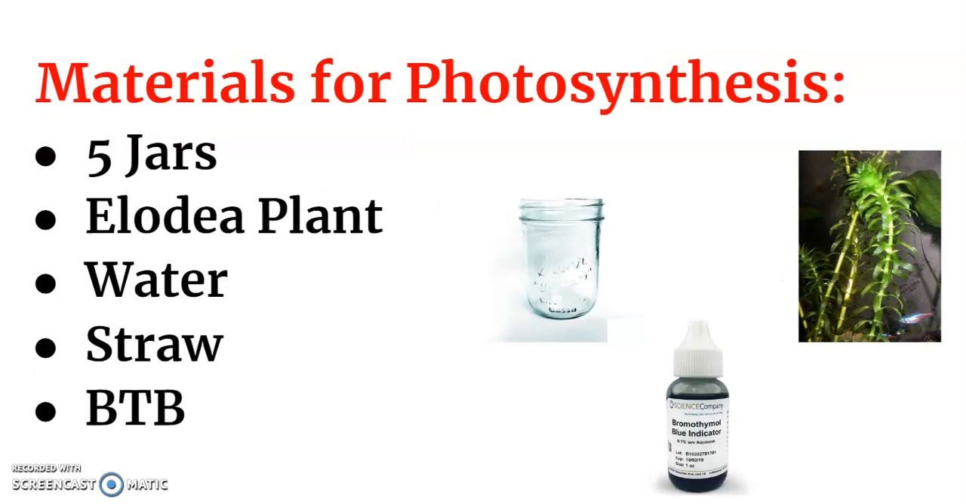For this lab, you will need the following materials. You will need 5 jars, and make sure to label each jar with the numbers 1 to 5, the Elodea plant, water, straw, and the bromothymol blue indicator.